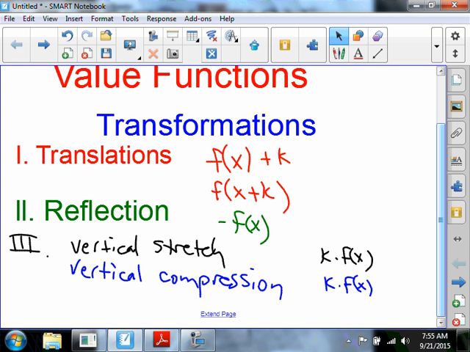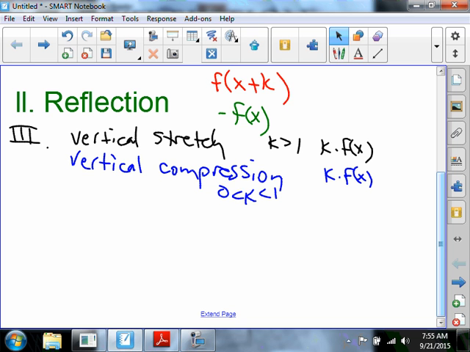Anybody? If we're making something bigger, how much bigger than 1? Well, anyway, the point is it's bigger than 1 if we're stretching it out. If we're stretching something out, k is bigger than 1. If we're compressing something, k is between 0 and 1. There's going to be an essay question on the Unit 1 test that deals with transformations, so be ready for that.